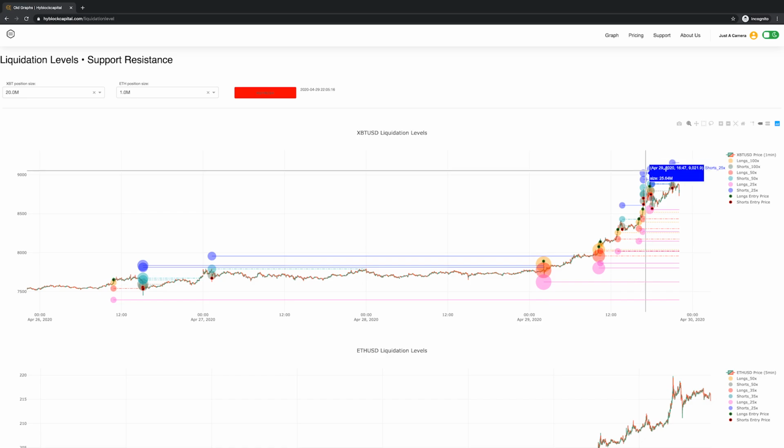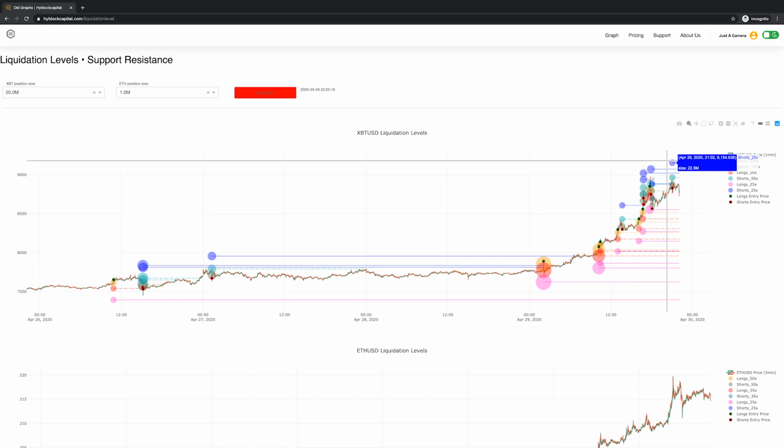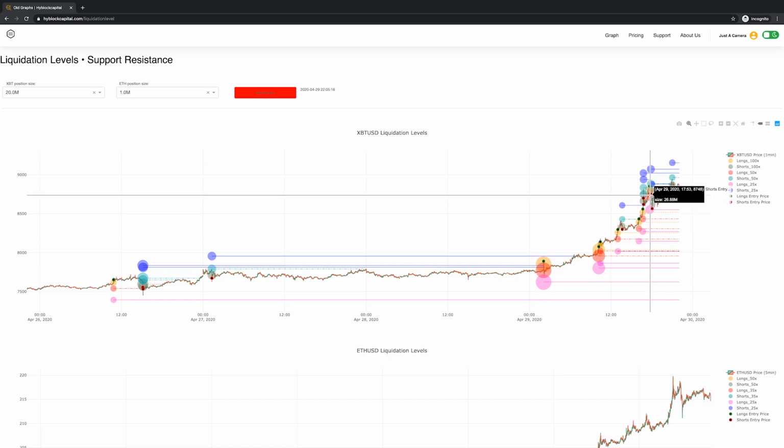So we can see that we have the different sizes of the bubbles, the different colors of the bubbles. We know that the red is telling us shorts entered there, and the green is telling us longs entered there. So now we have a very good understanding of how this liquidation level tool works, the financial instrument that it's tracking, XBT perpetual swap from BitMEX, and we can start to identify possible areas of liquidity.